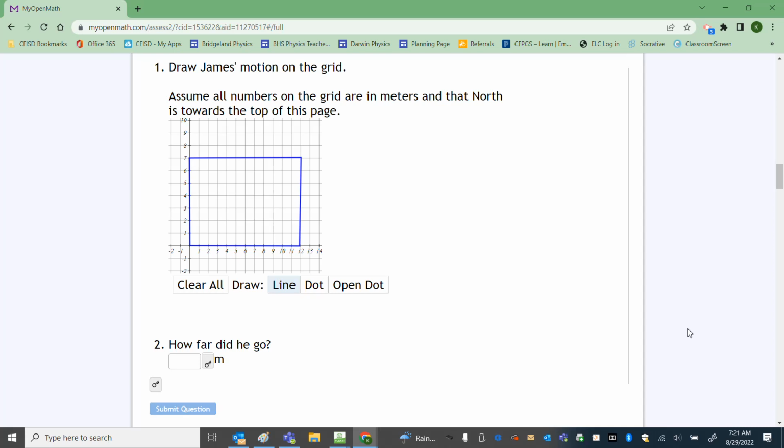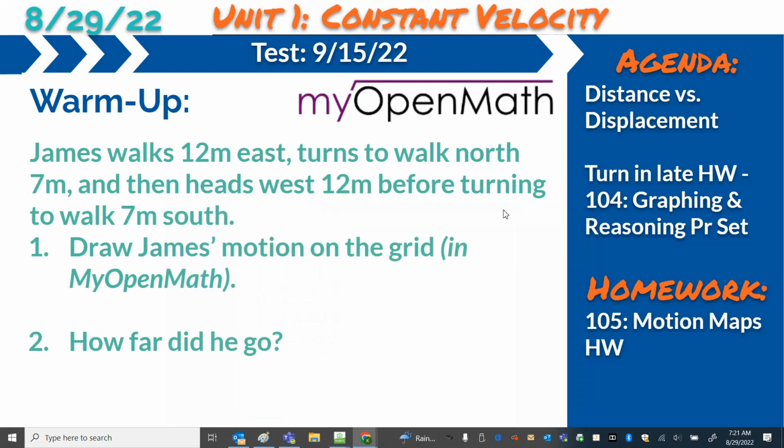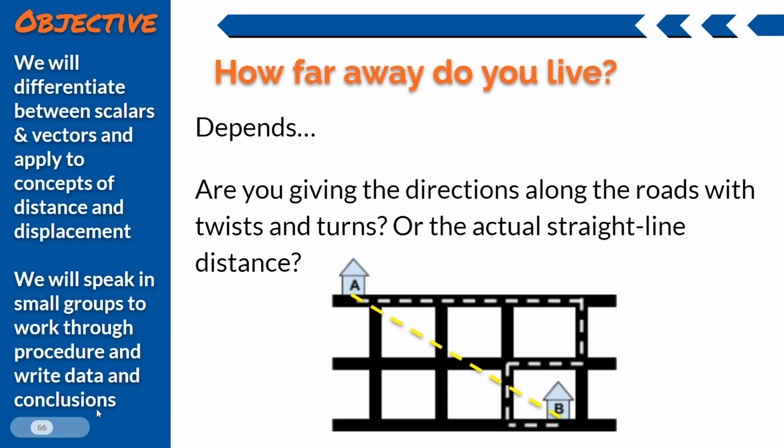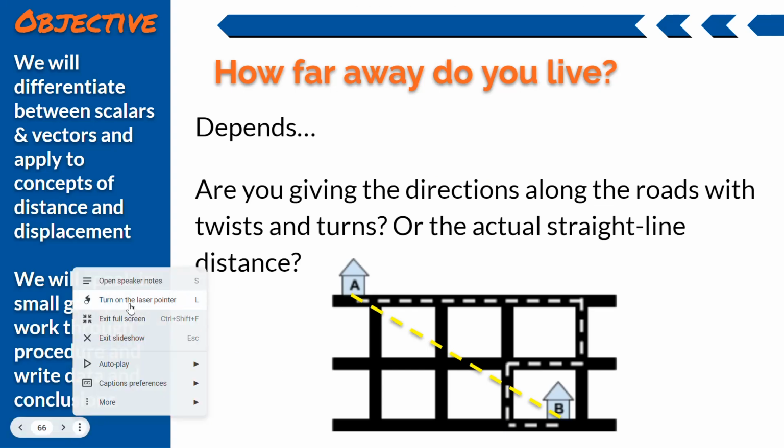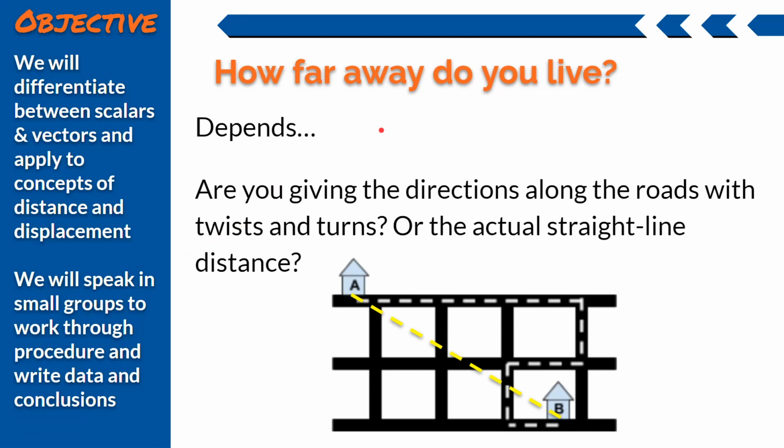Because how far did he go is a vague question. Okay, how far did he go could mean how far did he physically walk, in which case, yes, 38 meters, but how far did he go if he ended up where he started? You could just as easily say he didn't go anywhere at all because he's right back where he started. And that goes to the root of what we're going to talk about in our notes today. We are taking some notes today, and they are on distance and displacement and scalar and vector quantities.